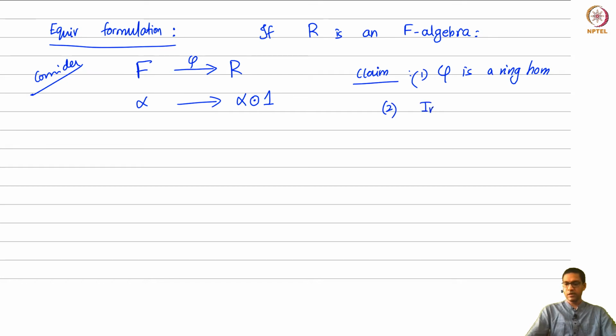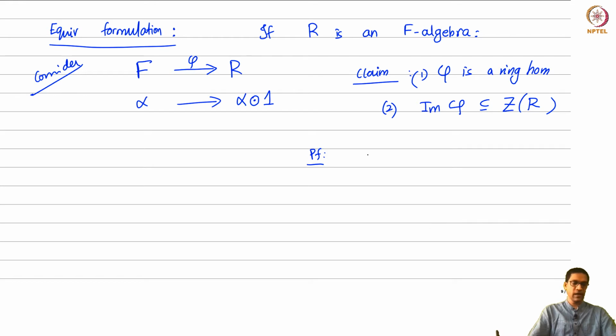That's property 1. Claim property 2 is that the image of this phi is actually contained inside the center of this ring R. So I claim here are two special properties: that phi is a ring homomorphism and its image is contained in the center of the ring R. Why is this true? Well, both are easy to check. Let's check the first property.